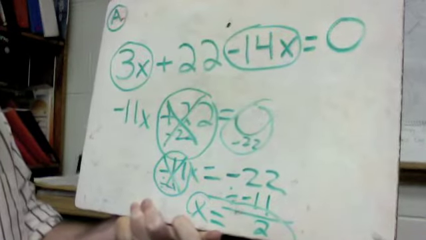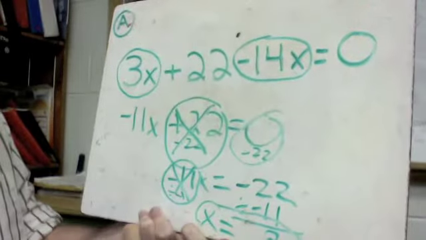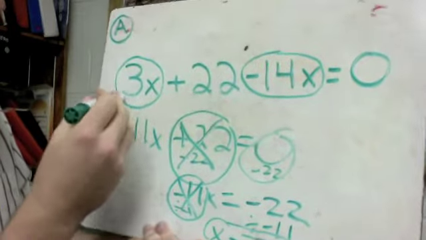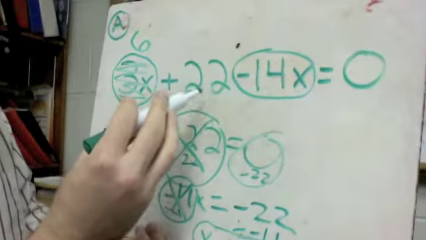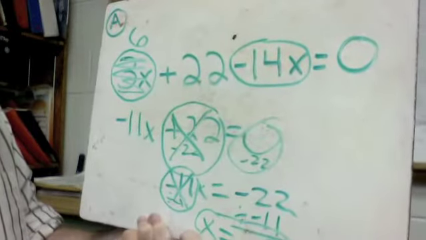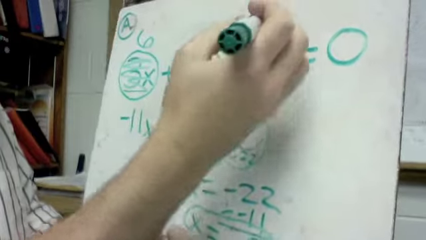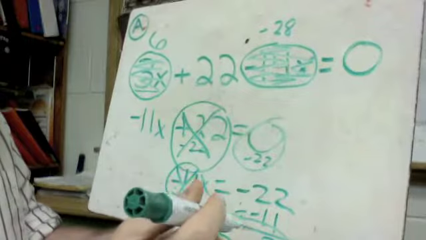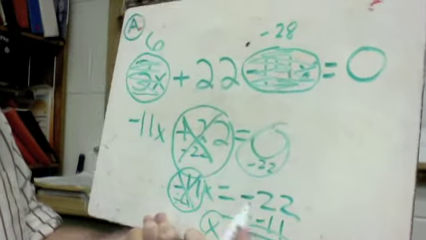Now we just need to check it. We're going to go back into the original problem that we had up here and check it. So if I put the 2 in for x, 2 times 3 is going to be 6. No x there. X here, negative 14 times 2 is going to be negative 28. Now I just need to add everything together, and it better equal 0. If it doesn't, then that means our 2 is not right.